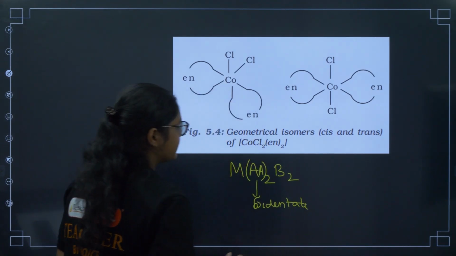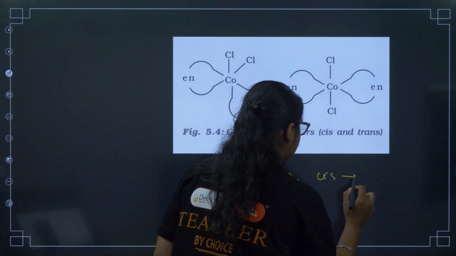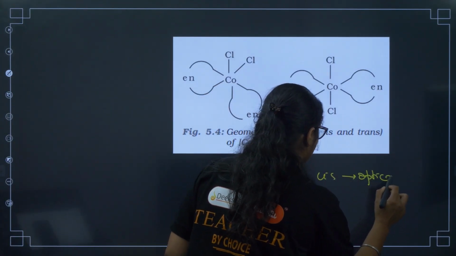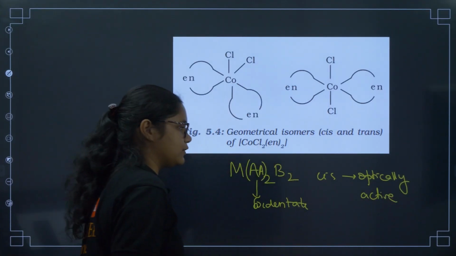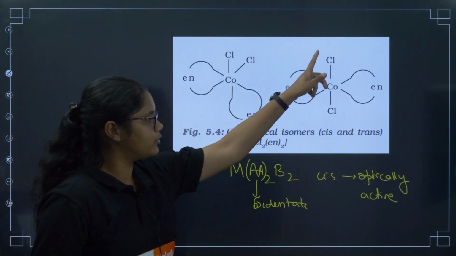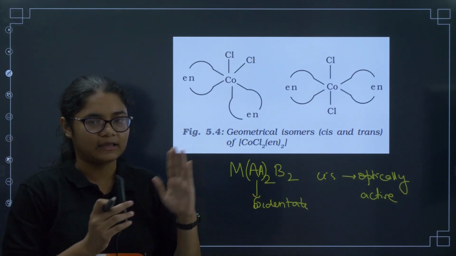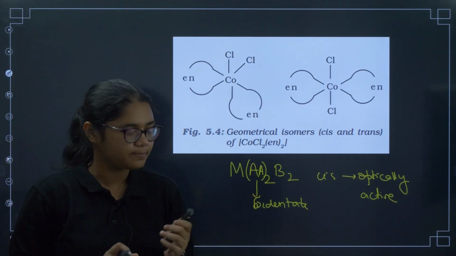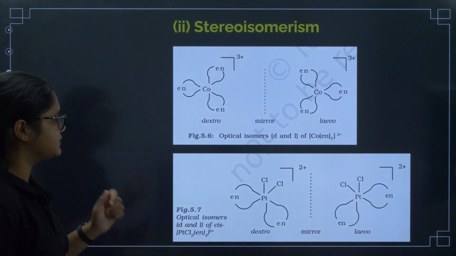Okay. In this case, you must remember the cis form of this one is optically active. We'll see that also. So in the cis form, you can see 2 chlorines are opposite to each other, that is the trans form, and when the 2 chlorines are nearby to each other, that is your cis form. Okay. Now coming to the next topic, that is stereoisomerism.